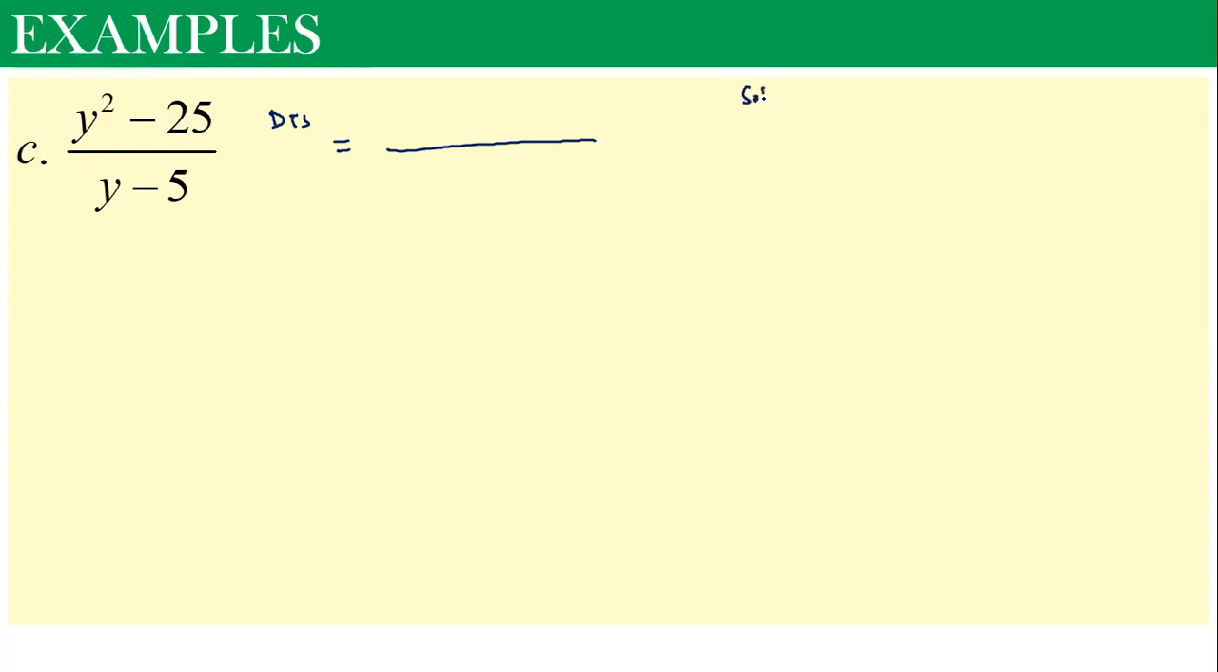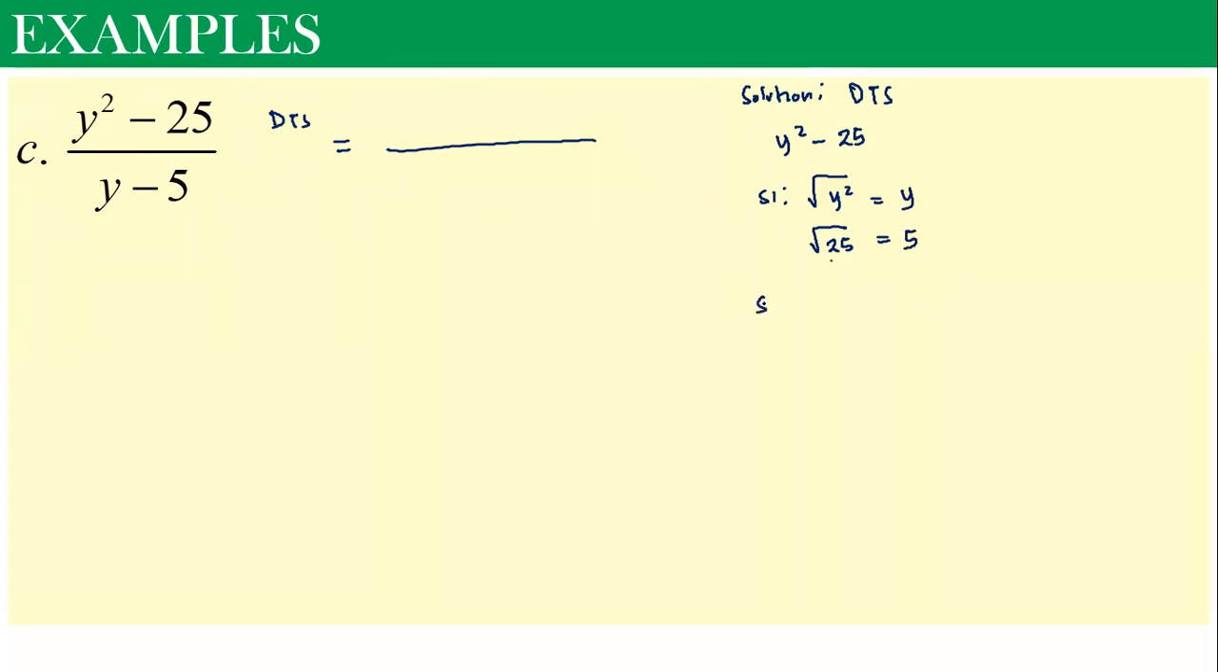Let's show the solution here. We have y squared minus 25. Step 1 for the DTS is you have to find the square root of y squared and the square root of 25. So the square root of y squared is equal to y, and then the square root of 25 is equal to 5.